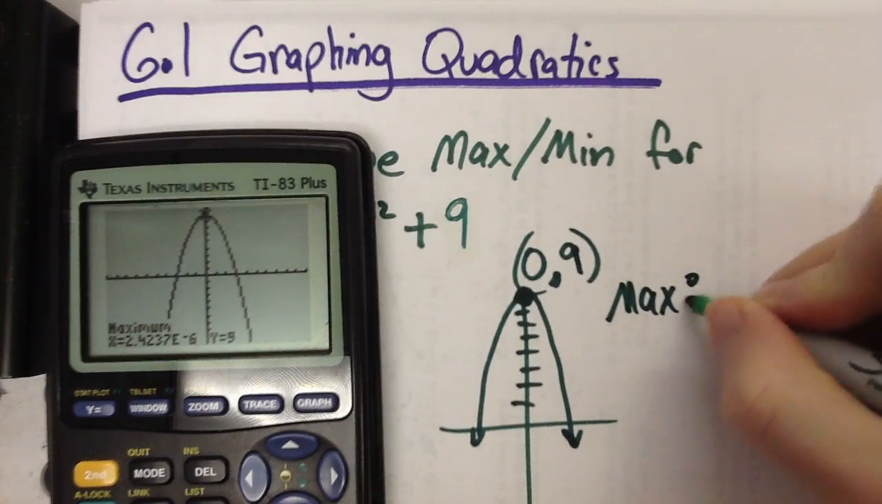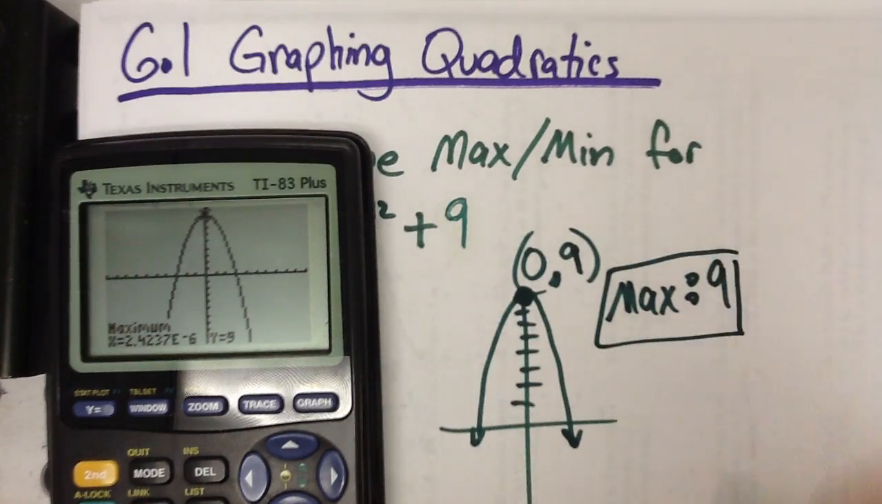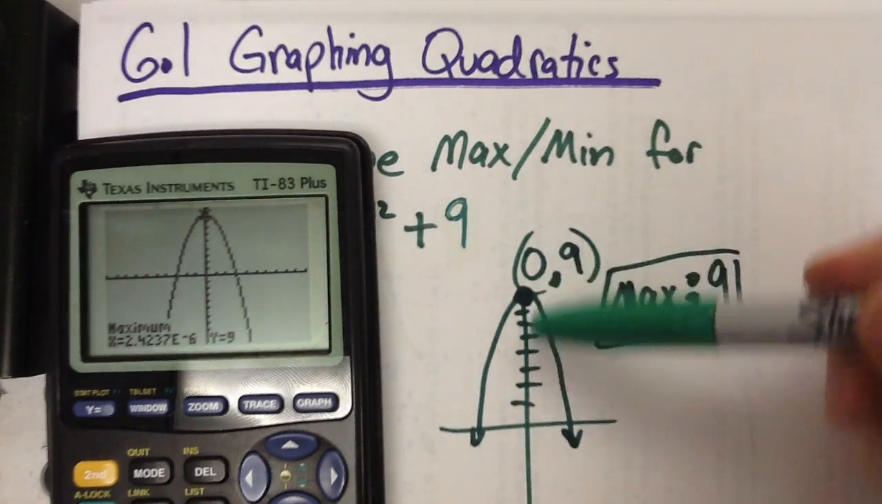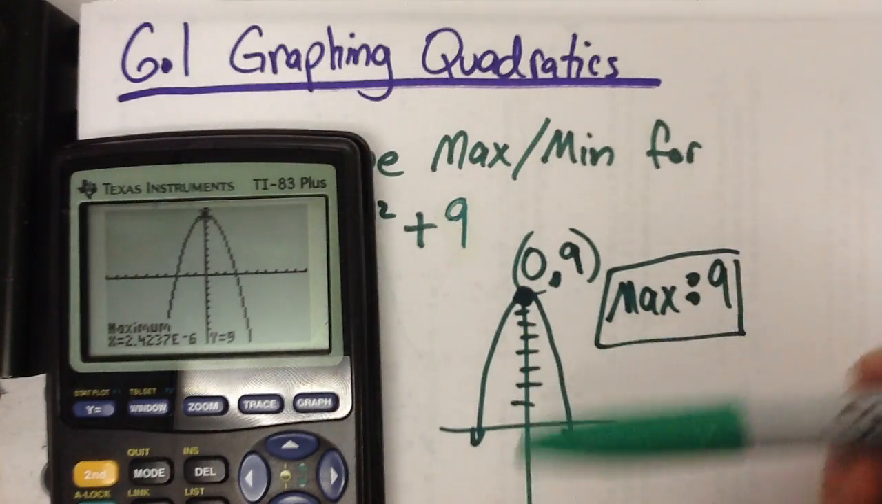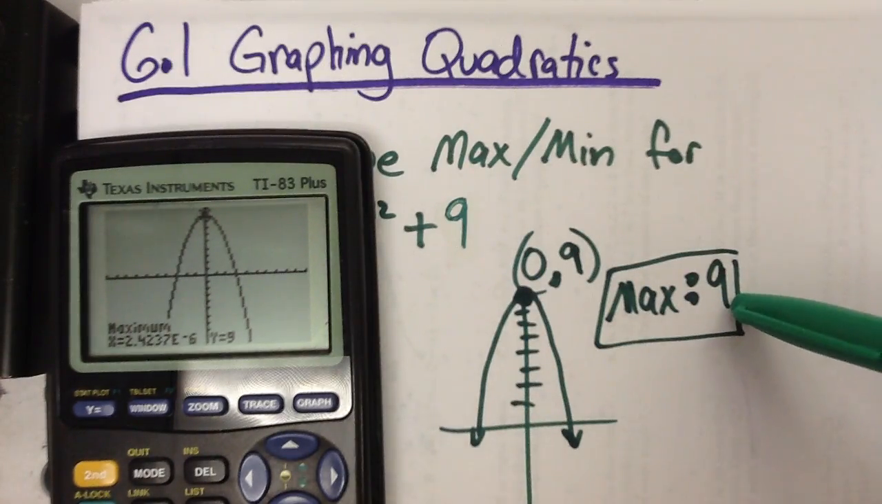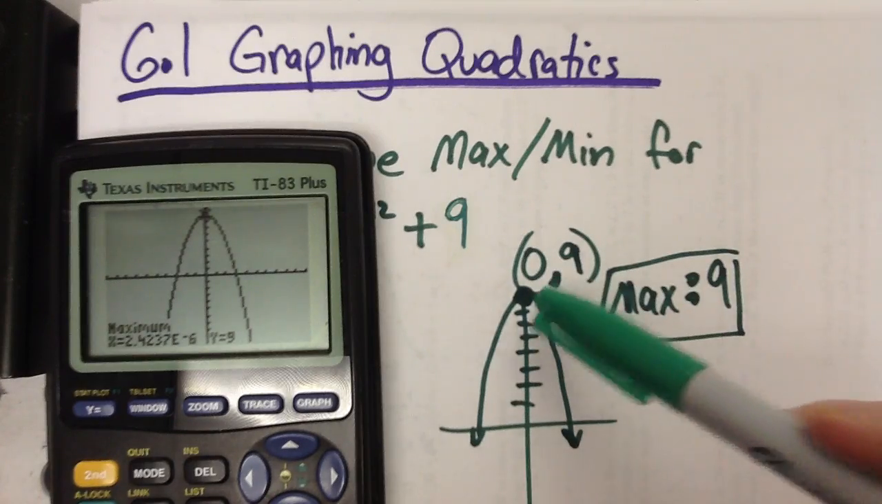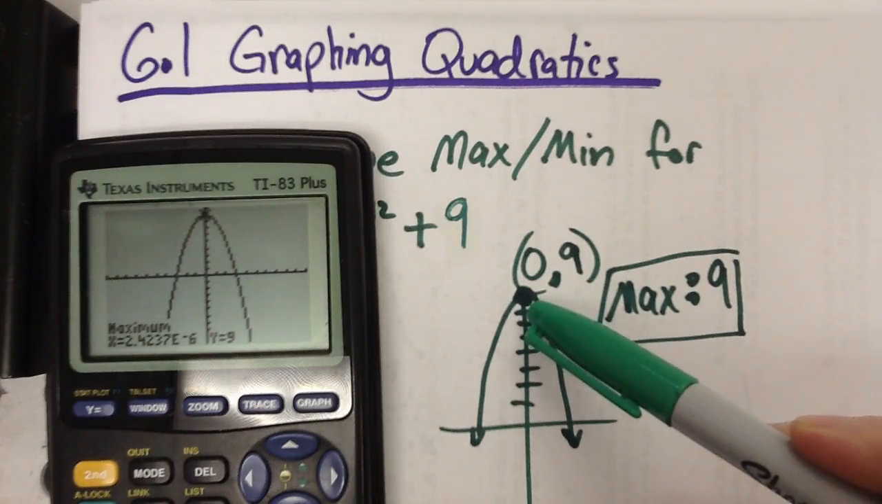Typically, what we would do is say the maximum happens at 9, because that's the y value. Y value is up and down, so if you're talking maximum or minimum, we're talking about highest or lowest. So typically, the y value is all we care about, but if you want to put 0.9, you're perfectly right also. Either way is good.